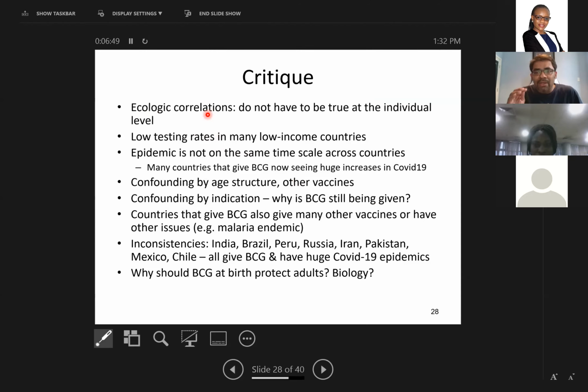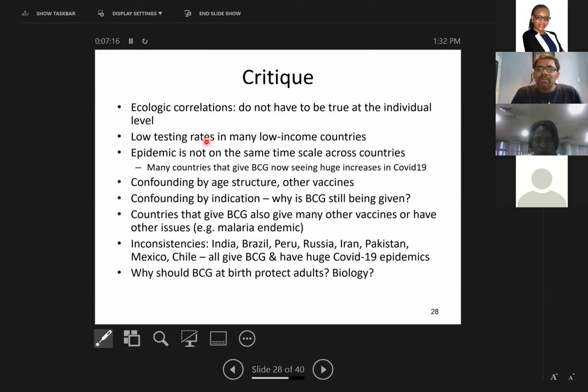Okay, we call that ecological fallacy, and I will explain that better in a second. We also critiqued the testing rate in many poorer countries. Many poorer countries do give BCG at birth, like India, for example, but India also has one of the lowest COVID testing rates in the world. So just because you didn't see COVID in these BCG countries doesn't mean there is no COVID. They simply may not be looking for COVID or testing for COVID.